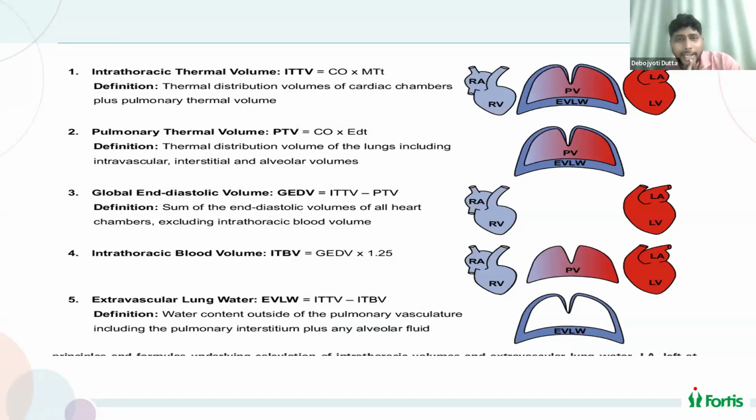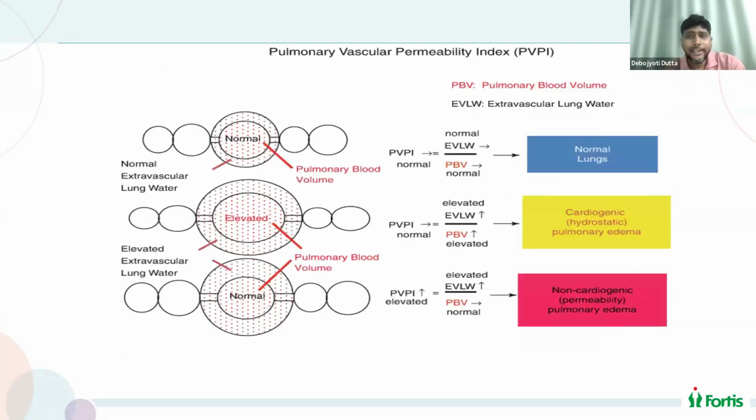Regarding the global diastolic volume, we can get this parameter only if we use some high-end cardiac output monitoring. This is the transpulmonary thermodilution technique, where we get the global diastolic volume as the sum of the diastolic volumes of all the heart chambers, and from there we can get the total intrathoracic blood volume, and then comes the extravascular lung water. It is very important. It's the water that is accumulated in the lungs, in the interstitium. So it is the difference between intrathoracic thermal volume minus intrathoracic blood volume. So there is a relationship.